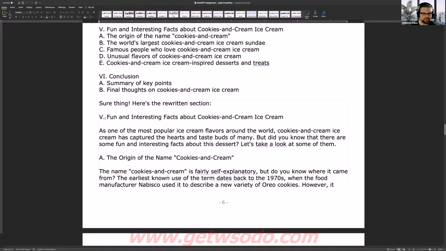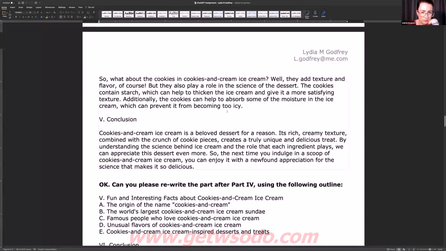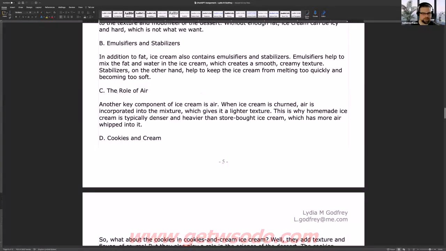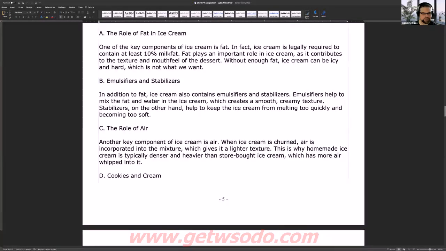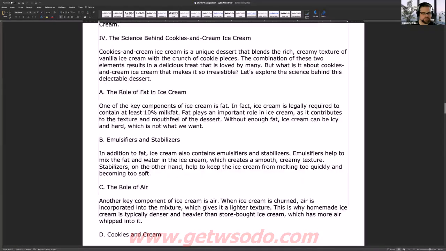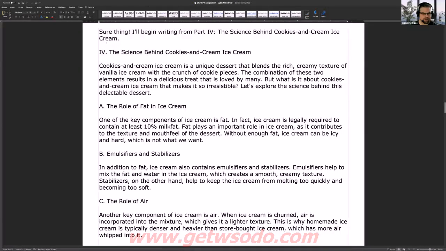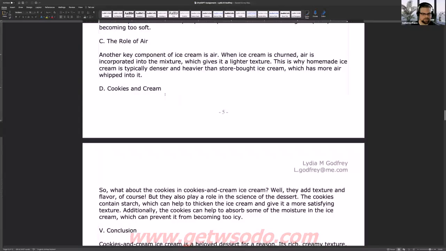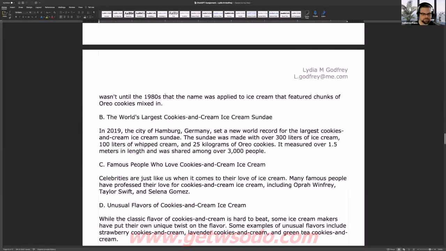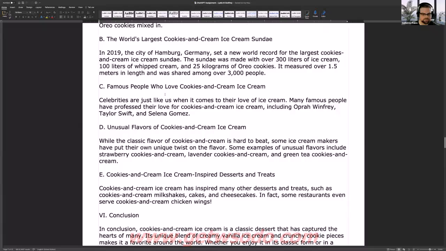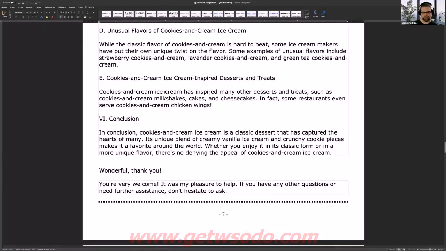So even if you did that, would the article be cohesive given what's in here? We're talking about the role of air, emulsifiers and stabilizers, the role of fat in ice cream, science behind cookies and cream. I'm not sure how you would connect the two, for example, here, right? The science of it with these fun facts. So it would still need some work to be a nice, cohesive 1,000 word article, I think.